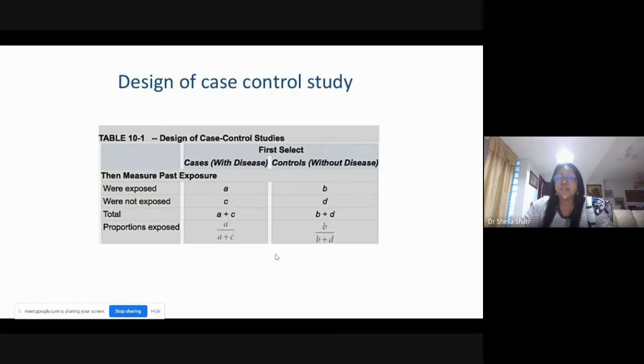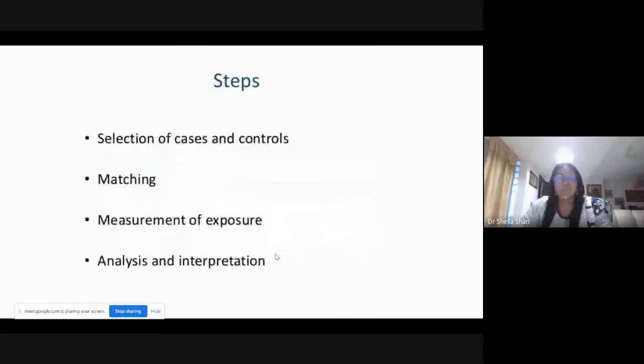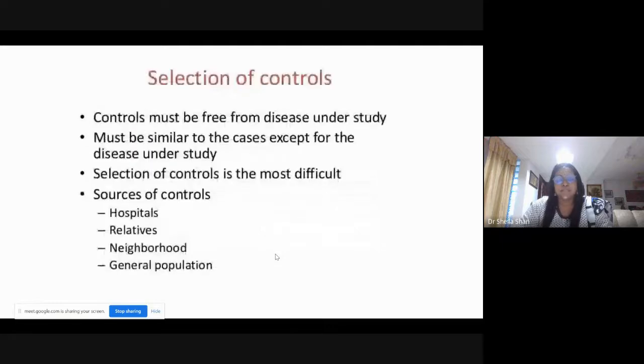B and D is without disease. So from here I can find out the percentage. So where are you going to get your groups? Here you have no choice. You have to get it from your PIDC patients. So it can be hospital, relative.